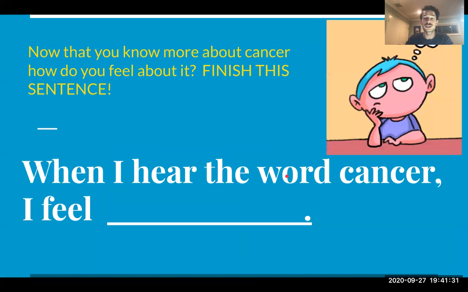So let's finish this sentence. When I hear the word cancer, I feel... Okay? So you might feel sad that someone you know maybe has cancer. You might feel hopeful that the person who has cancer can be treated, right?